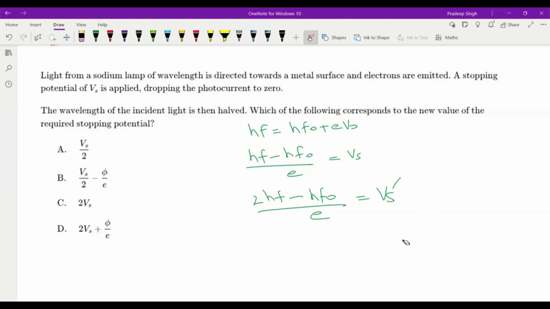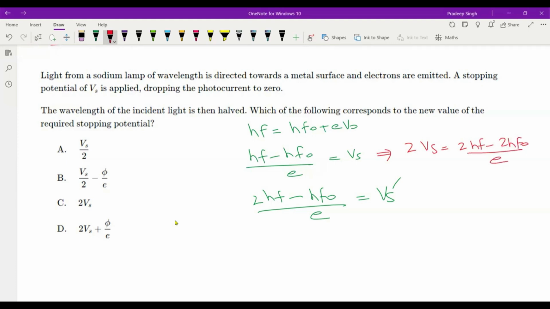Which option can be matched with? Sir, I think D, if you multiply 2 to the first equation. Correct. It is D. So let me multiply 2 with the Vs expression. Let's do it. 2 times Vs will be 2hf minus 2hf naught by E.